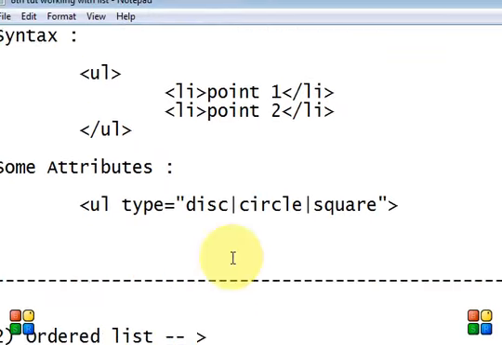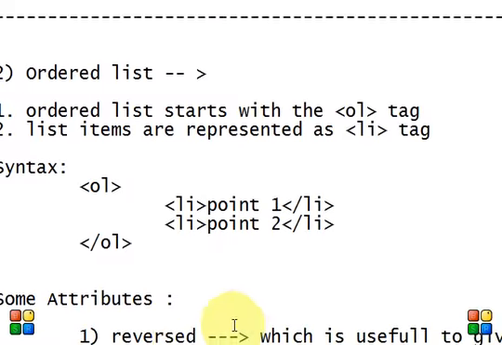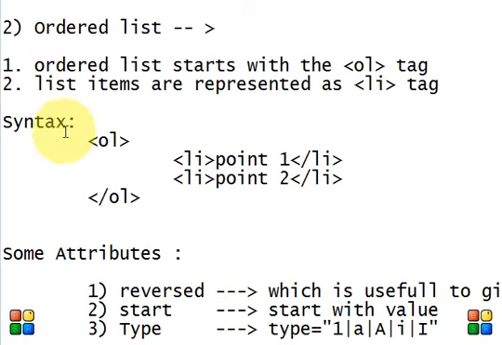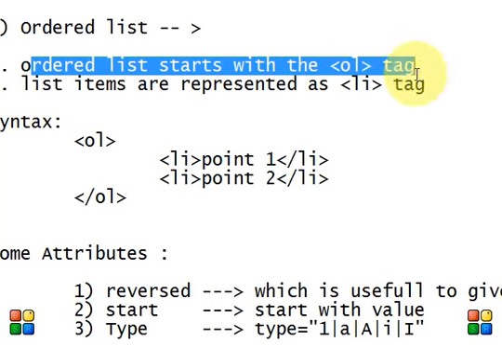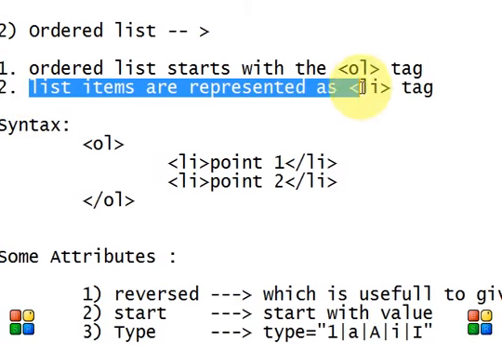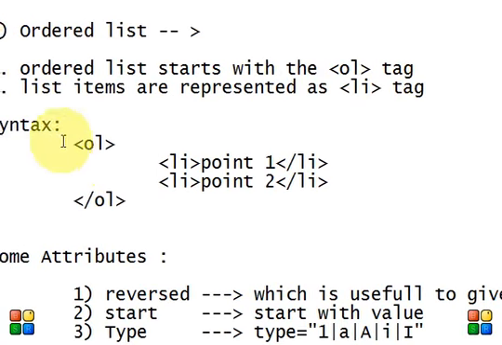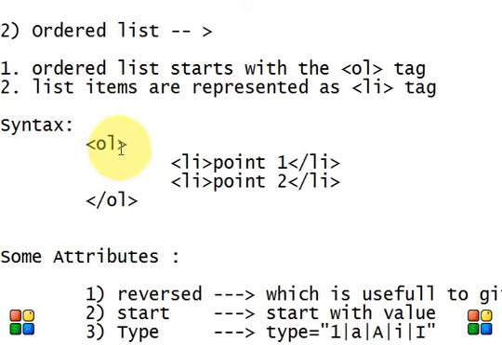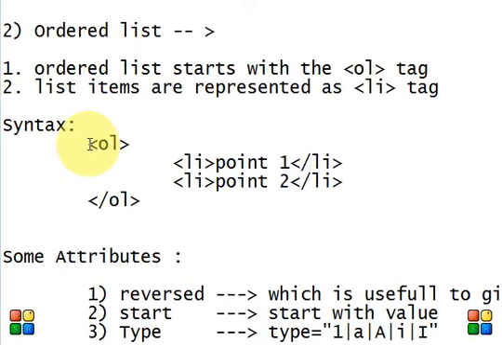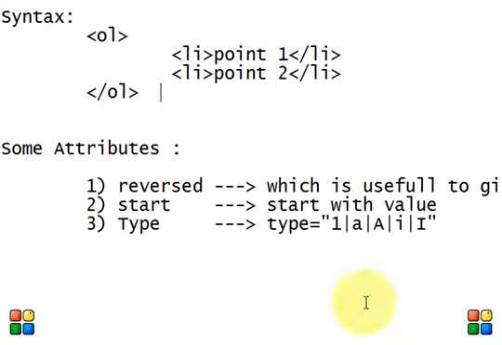Now we are going to learn something about the ordered list. An ordered list starts with the ol tag, and the list items are represented by the li tag. But when we use the ol tag, it will be represented in numeric format.